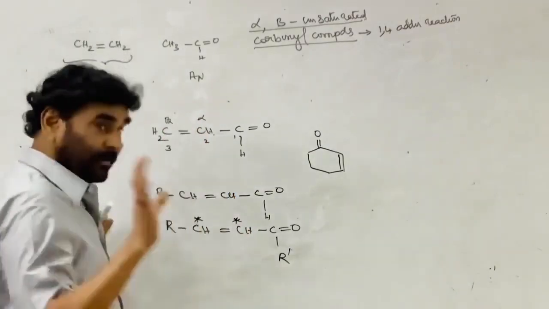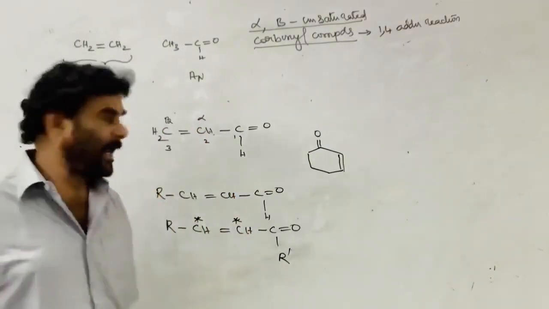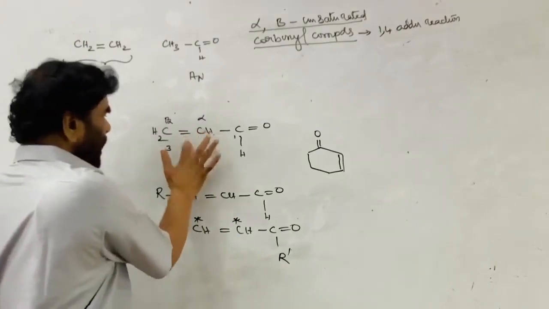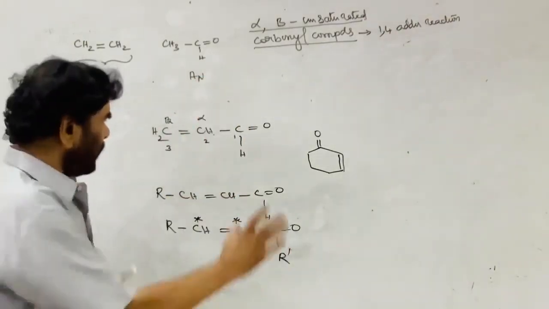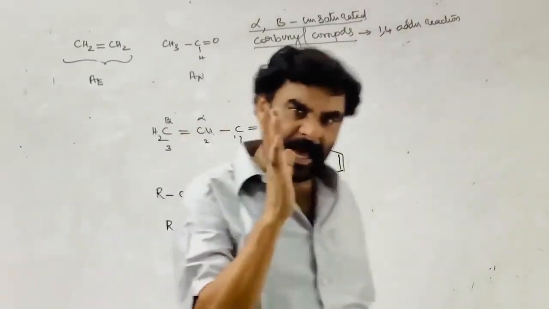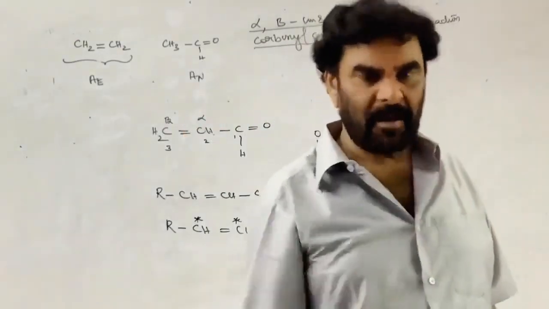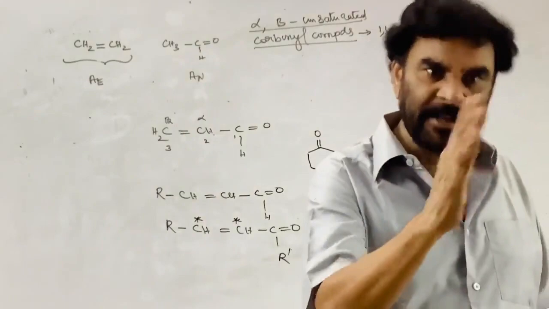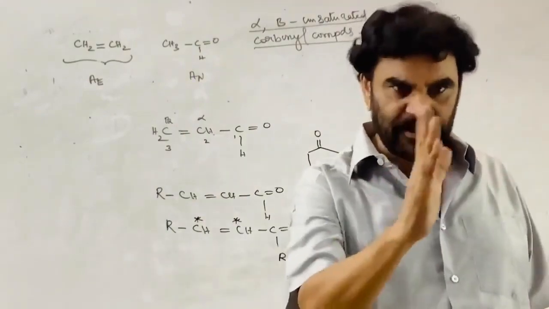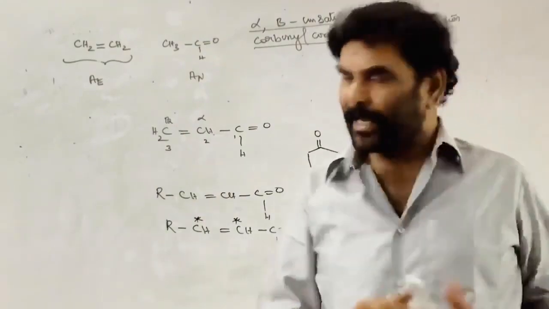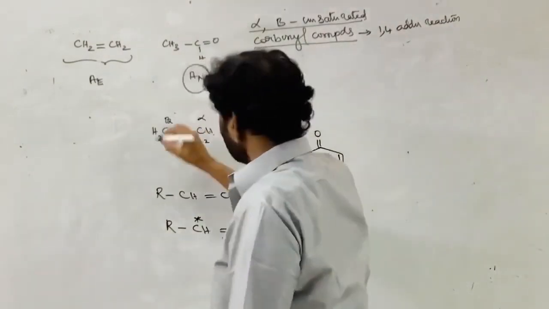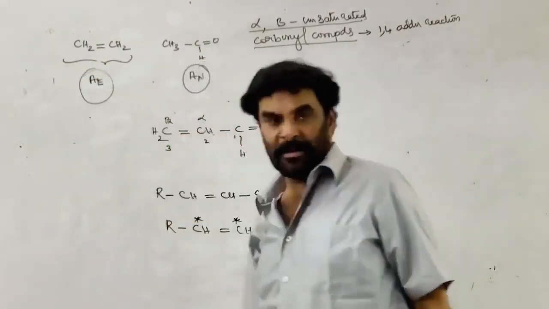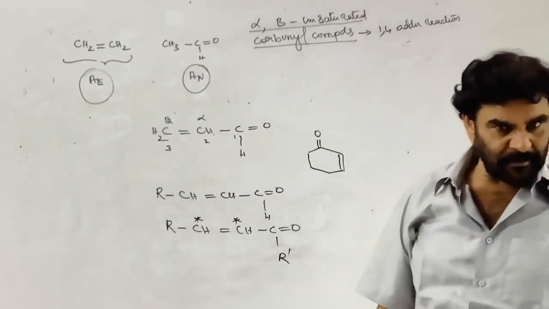See, now there are two sites for the addition reaction. One is the carbon-carbon double bond, the other is the carbonyl group. What are the characteristic properties of the carbonyl compounds? They take part in addition reactions. What type of addition reactions? Nucleophilic addition reactions. So you know that this takes part in nucleophilic addition. The carbon-carbon double bond takes part in electrophilic addition.